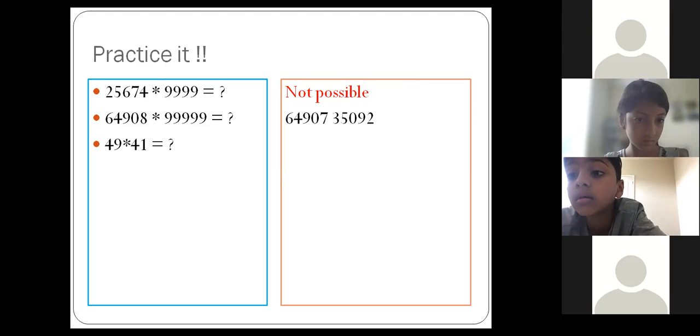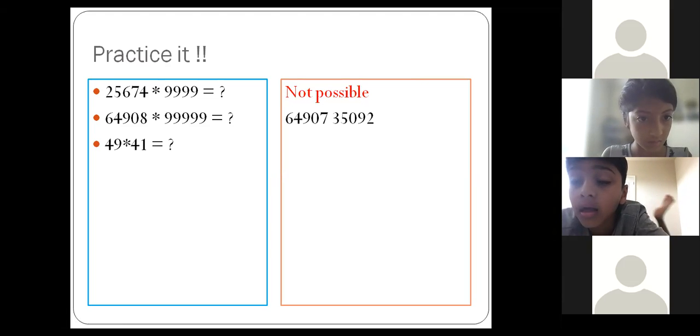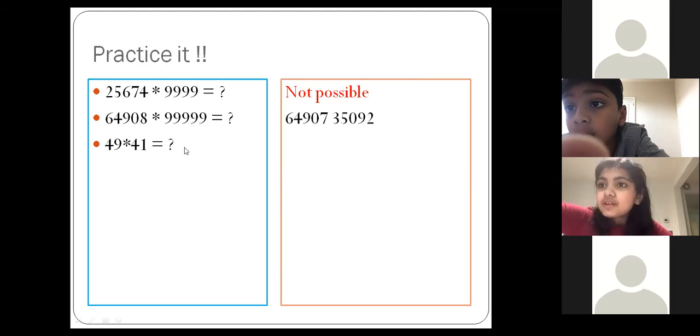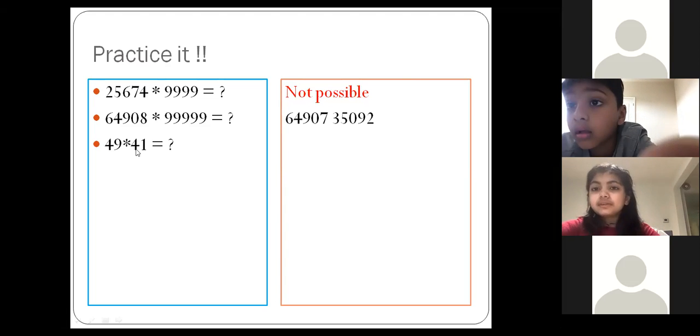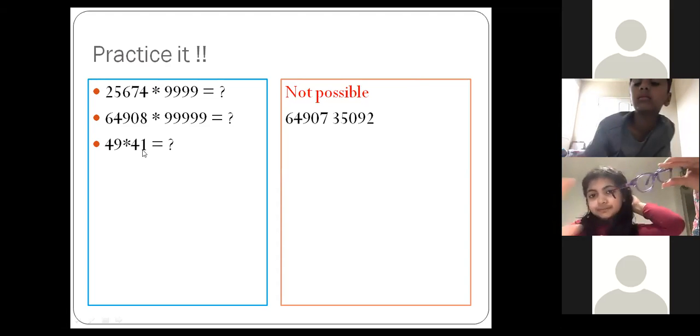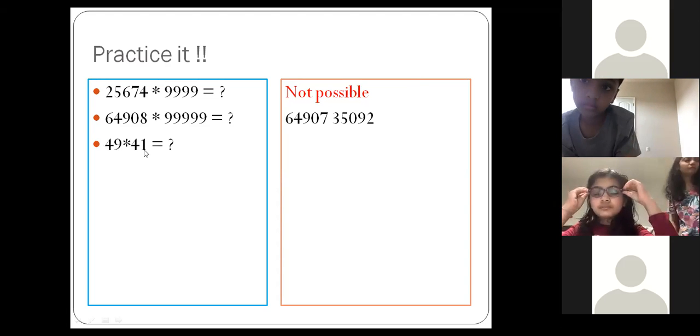Now next, 49 into 41. Which formula will you be using here? Can anyone tell me? Ekadhikena Purvena. Yes, why Ekadhikena Purvena? Because left hand side digits are equal and the sum of right hand side digits is 10. 9 plus 1, 10.